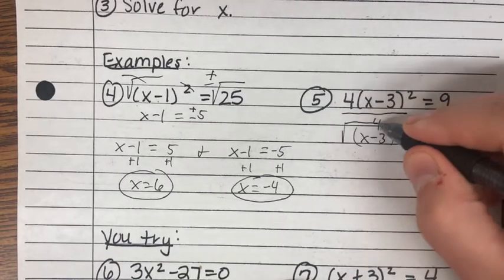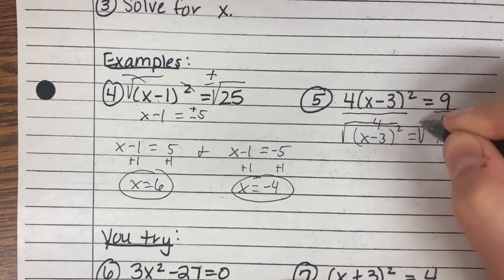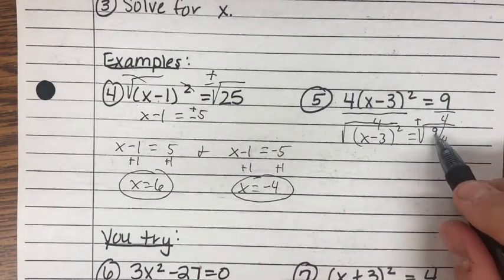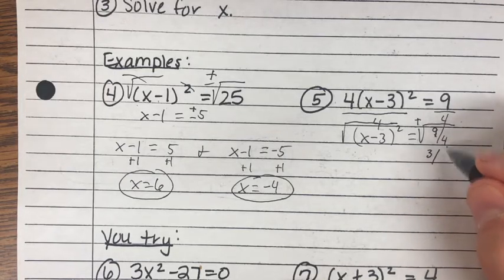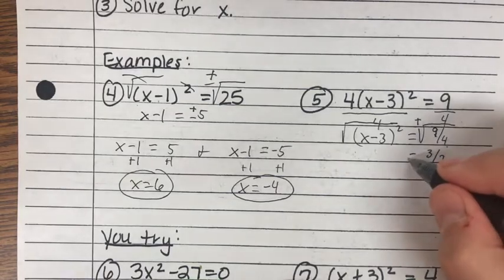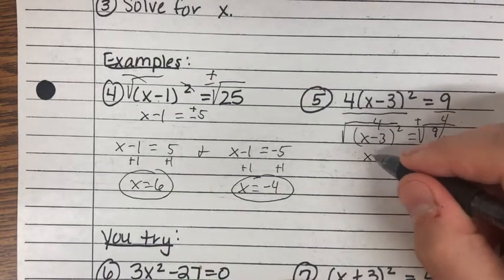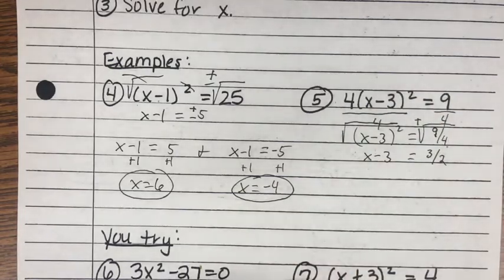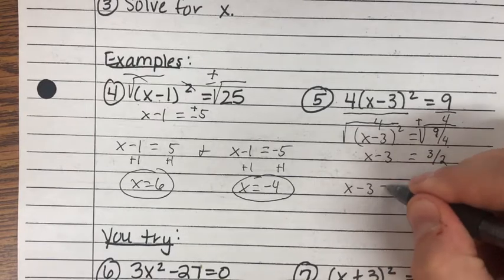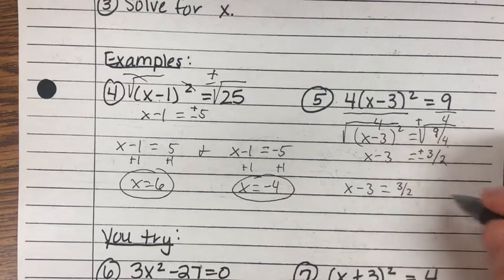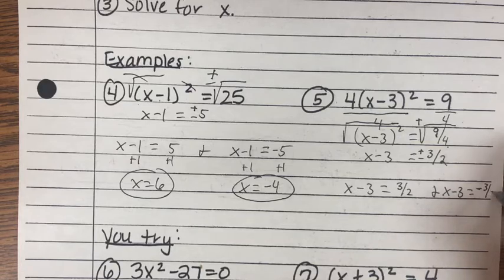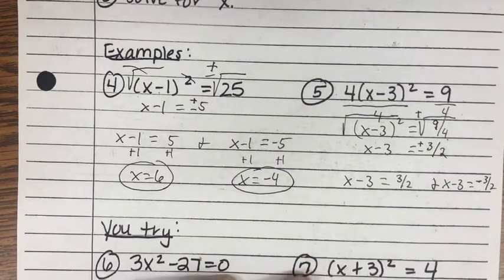So now when I take the square root of both sides, both the positive and the negative, I can take the square root of 9 and the square root of 4. The square root of 9 is 3. The square root of 4 is 2, so it's 3 over 2. Equals x minus 3, squared and square roots canceled. Now we set up our two separate equations. x minus 3 has to equal both positive 3 over 2, and x minus 3 also has to equal negative 3 over 2.